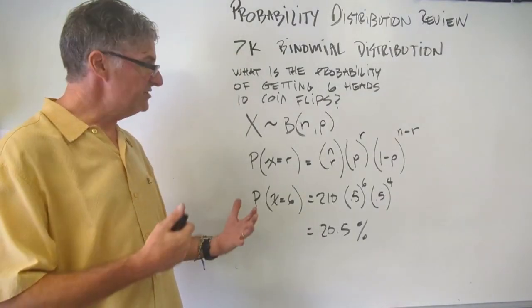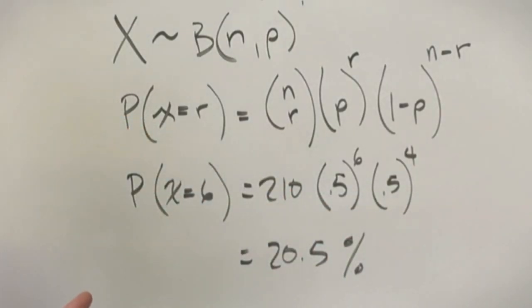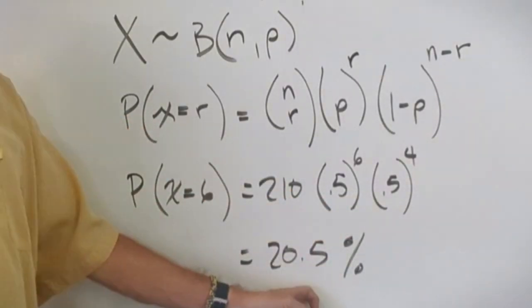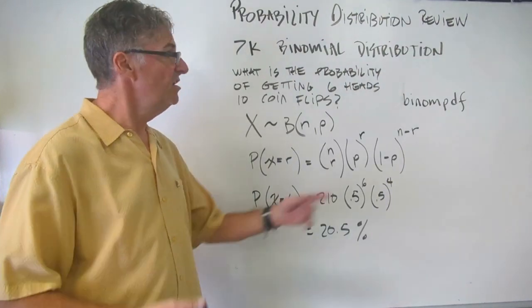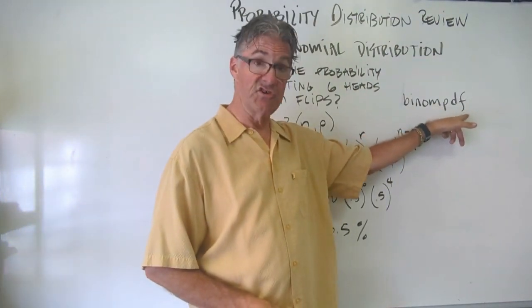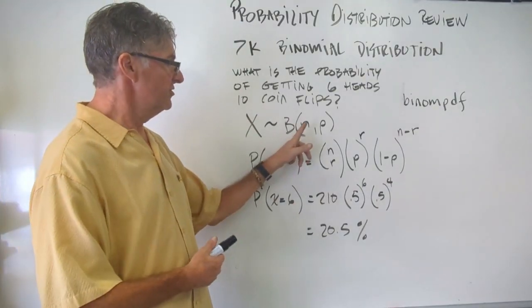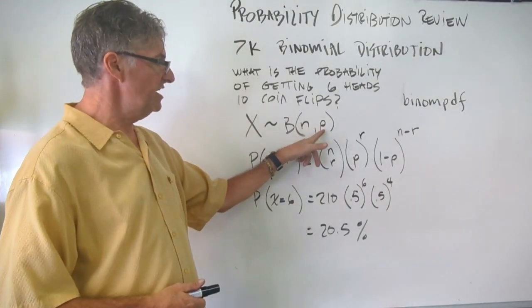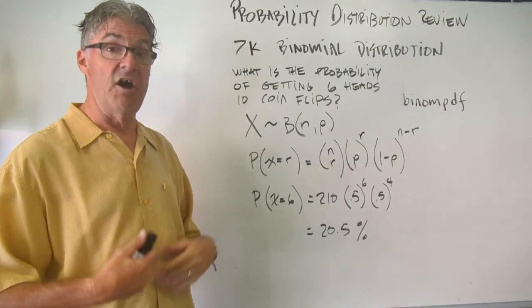Okay, when I do this calculation, I end up with this plug-in step, and I can do this on my scientific calculator, and I get 20.5%. Now remember, you can do this on your calculator with the binomial PDF function, and it will just do it for you. You just have to enter in your trials, your probability of success, and then the number of successes that you're after. And the calculator will do that all for you.